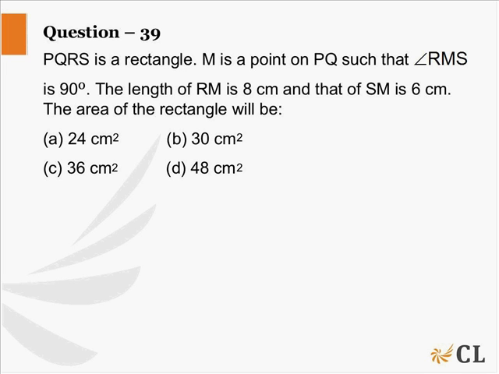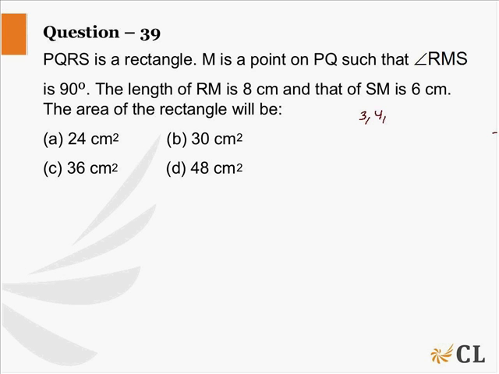Okay, it is given that there is a rectangle PQRS. There is a point M on PQ such that this angle is 90 degrees. This is given as 6 and this is 8. You need to find the area of the rectangle. There are 2-3 things. One is Pythagoras theorem. You can apply it here, as this angle is 90 degrees.